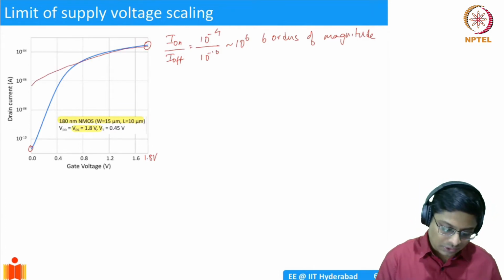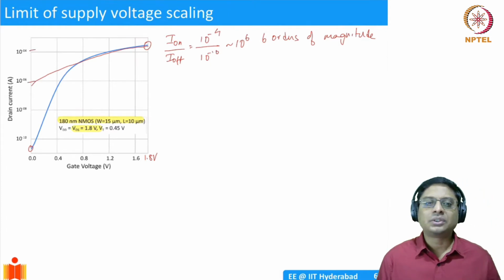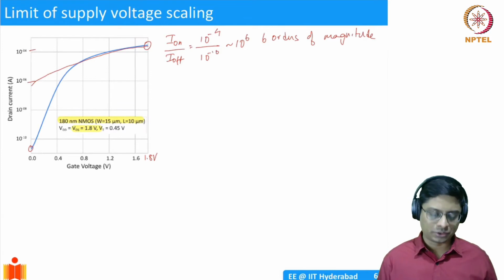Well, it is not, because you see the I-on to I-off is only 2 orders of magnitude, and it is no good, because even when you switch off the MOSFET, a lot of current is flowing through it. That means the batteries are getting discharged, or there's a lot of power dissipation, which we don't like. So we want a high I-on to I-off ratio.